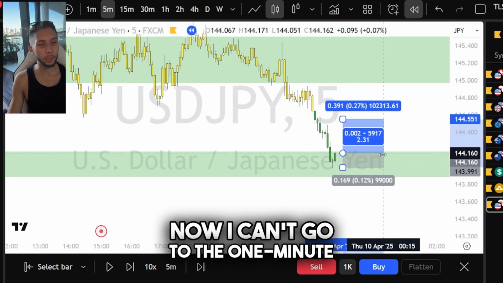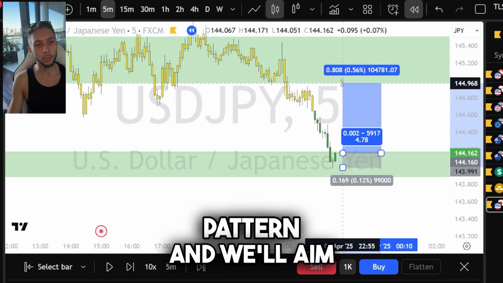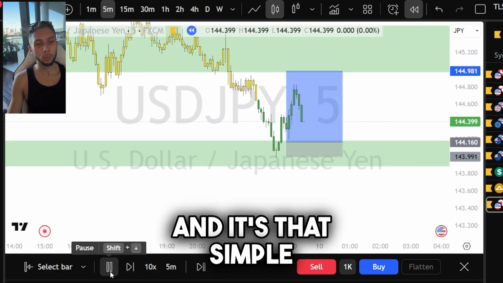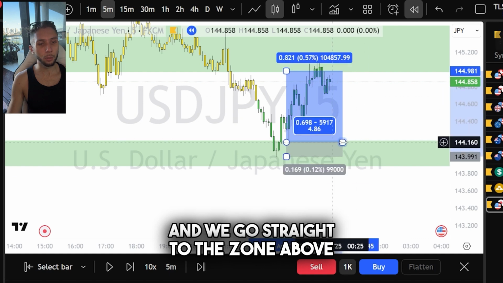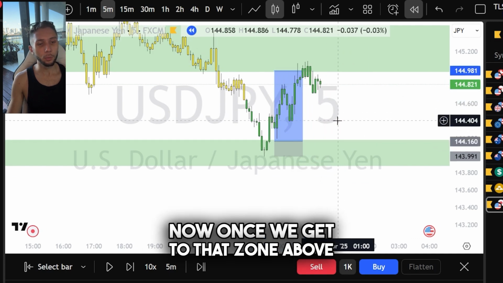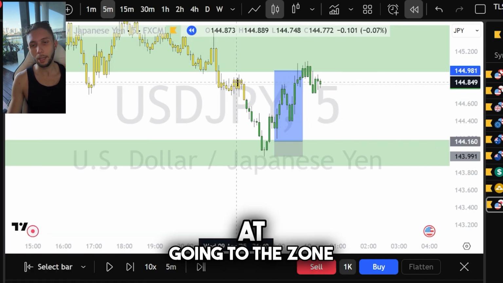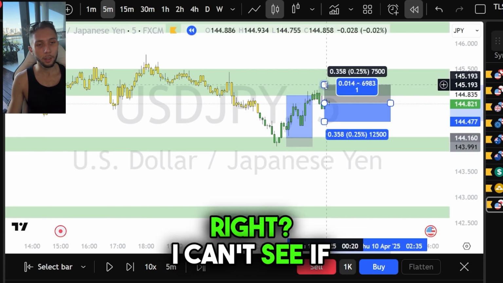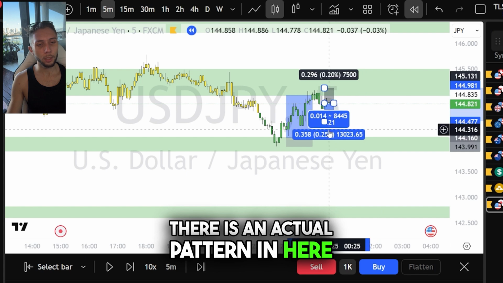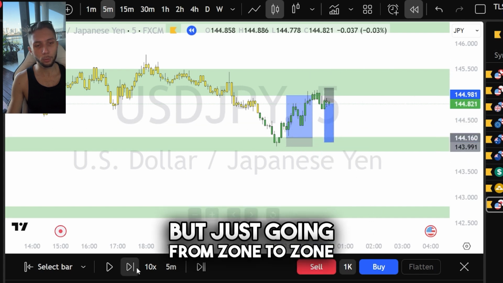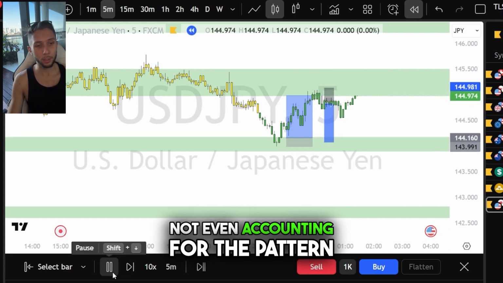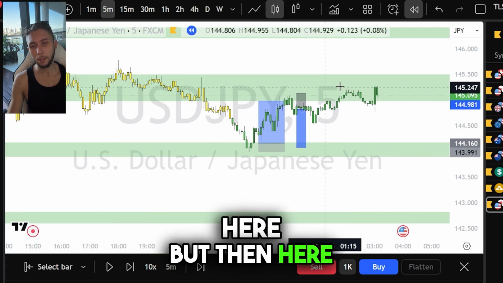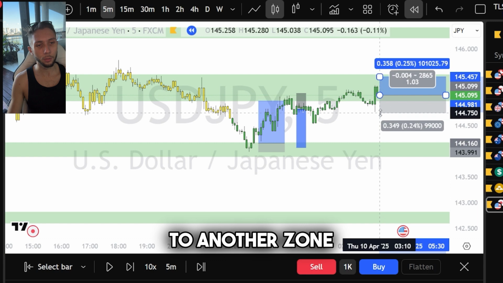Now I can't go to the 1 minute, but this looks like that's the pattern, and we'll aim to the next zone above, and it's that simple, and we go straight to the zone above. Now once we get to that zone above, we can then look potentially at going to the zone below. If we get stopped out, we can always change the direction, right? I can't see if there is an actual pattern in here, but just going from zone to zone, not even accounting for the pattern, we'll see what this looks like. So this will be stopped out here, but then here clearly from this zone to another zone.